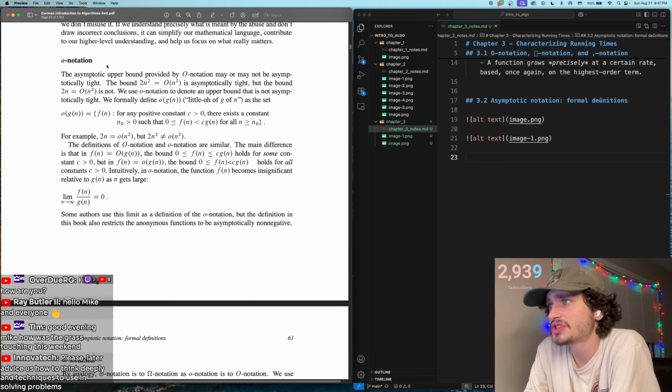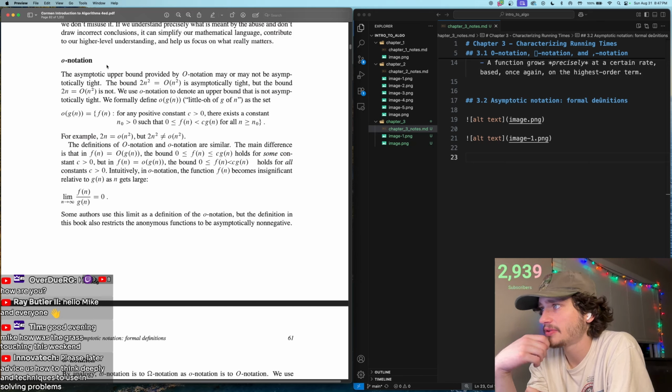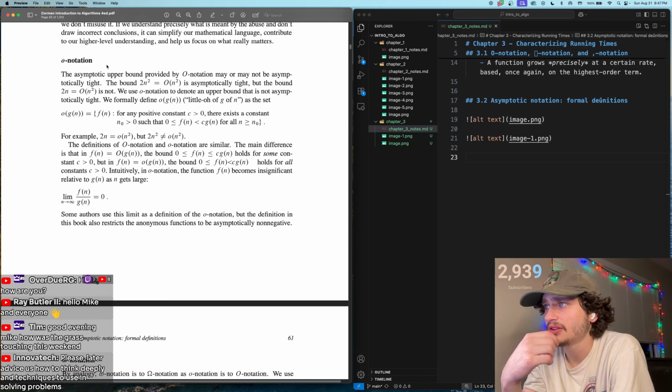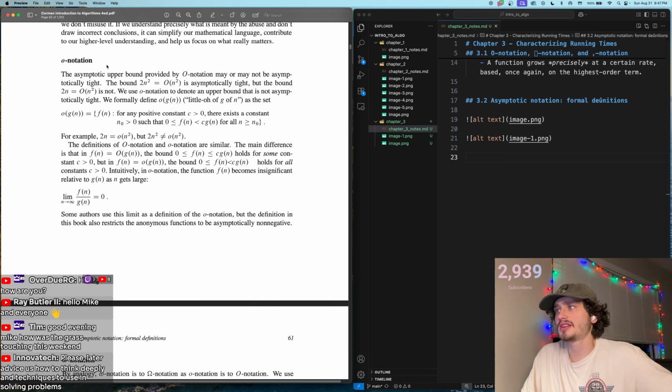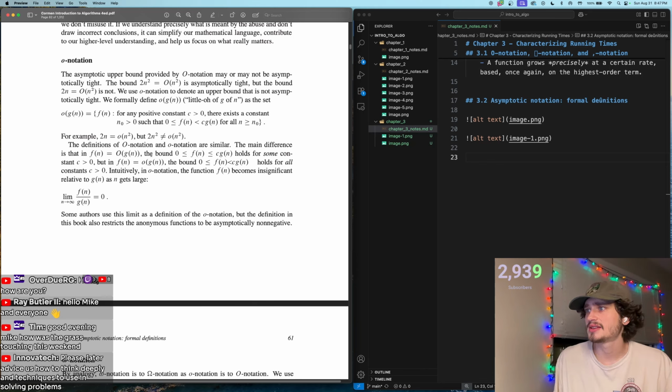The definitions of O notation and little o notation are similar. The main difference is that in f(n) = O(g(n)), the bound 0 ≤ f(n) ≤ c·g(n) holds for some constant c > 0. But in f(n) = o(g(n)), the bound 0 ≤ f(n) < c·g(n) holds for all constants c > 0. Intuitively, in little o notation, the function f(n) becomes insignificant relative to g(n) as n gets large. Some authors use this limit as the definition of o notation, but the definition in this book also restricts the anonymous functions.